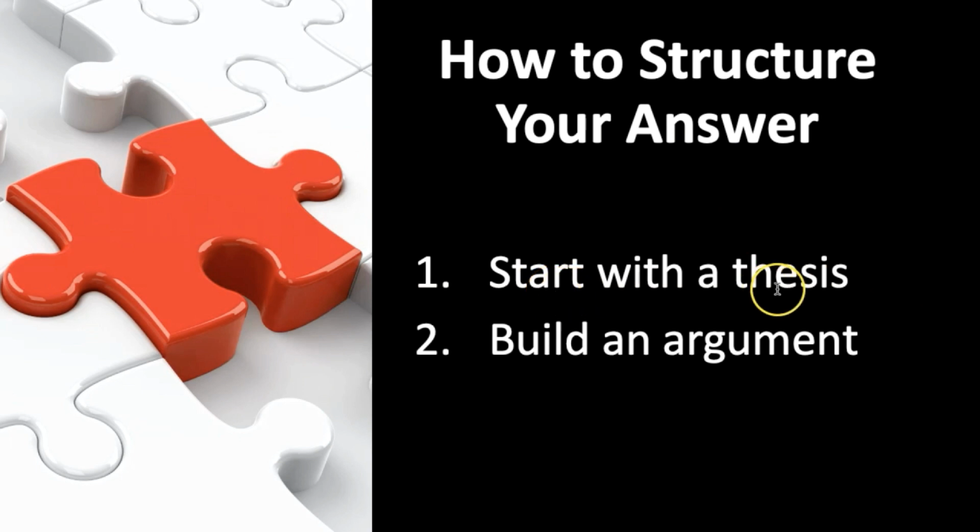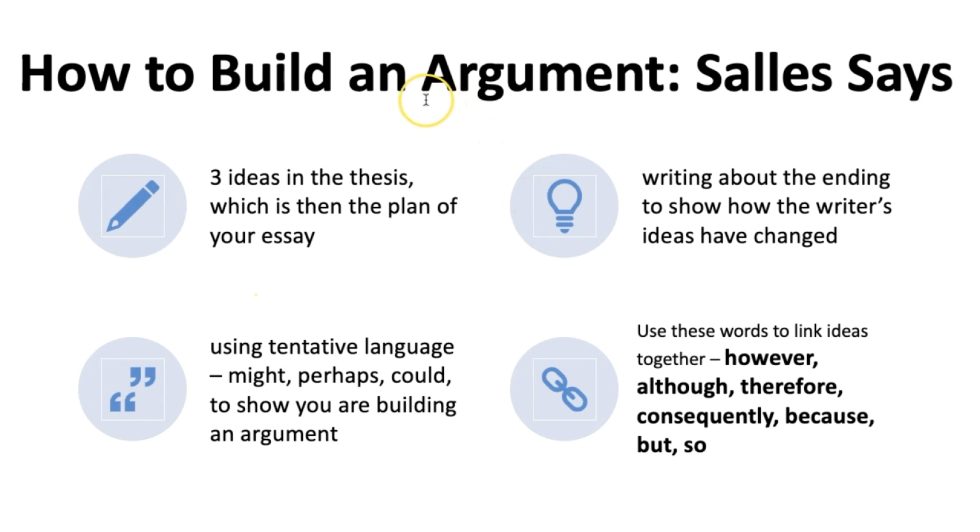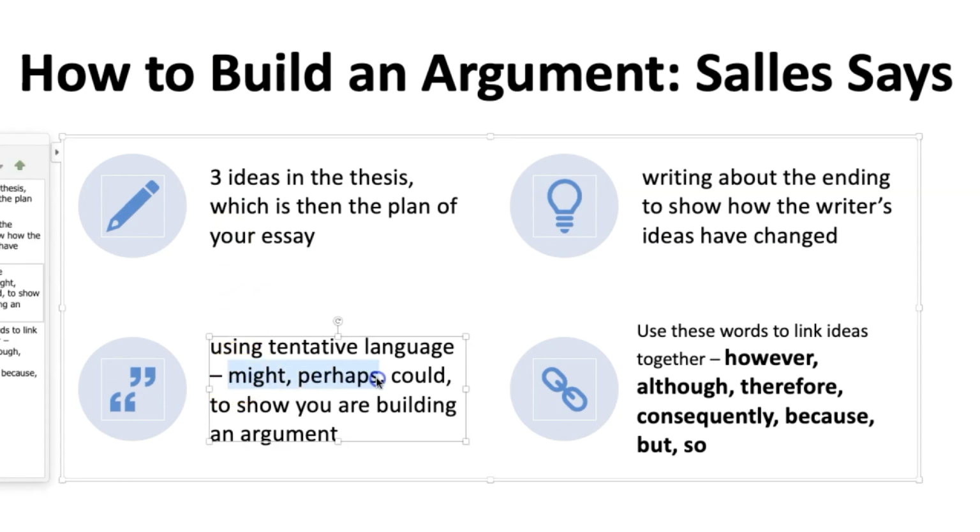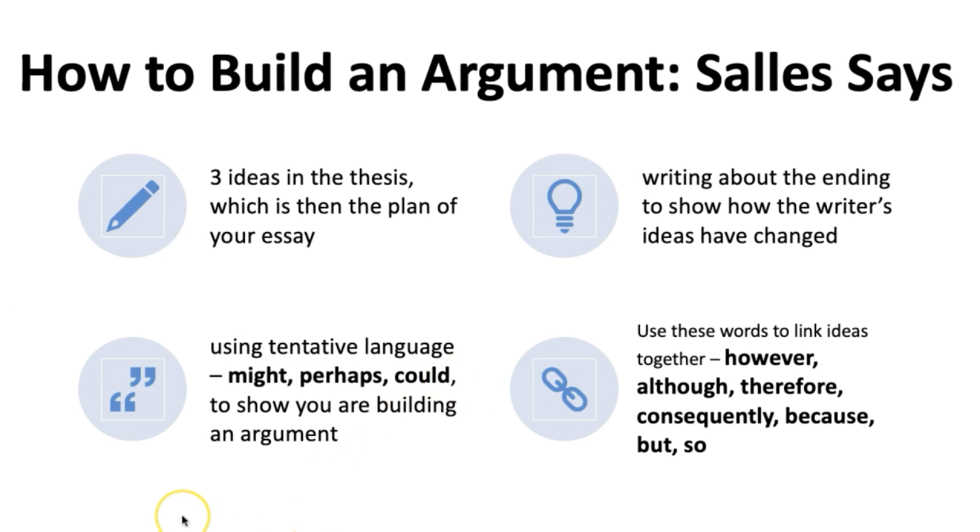Well, once you've written the thesis, it's going to be really easy to build your argument, and I'll show you soon. So let's start with what a good argument looks like. I'm going to suggest you have a minimum of 3 ideas in your thesis. And so those 3 ideas will be explained in your essay. When you're writing your essay, you're going to use this vocabulary: might, perhaps, and could, because these words are tentative and they show that you are exploring interpretations.